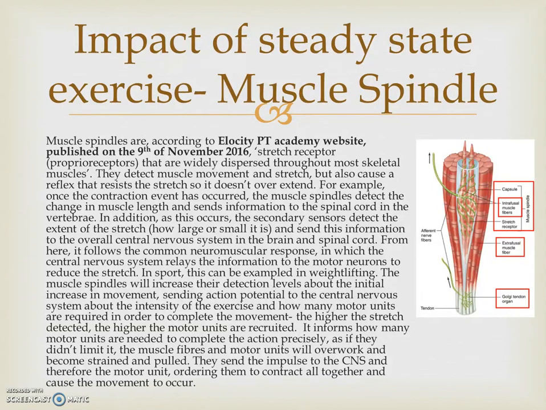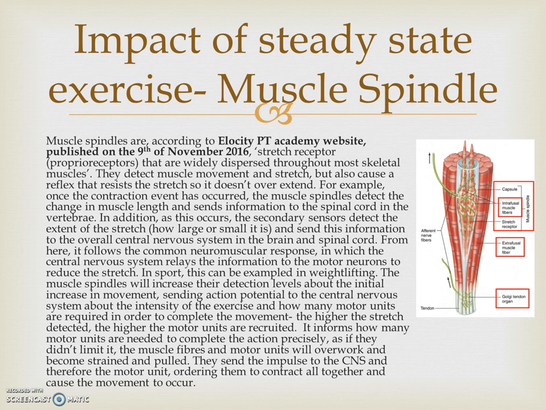Muscle spindles, according to the Velocity PT Academy website, published on the 9th of November 2016, are stretch receptors, otherwise known as proprioceptors, that are widely dispersed throughout most skeletal muscles. They detect muscle movement and stretch, but also cause reflexes that resist the stretch so it doesn't overextend. For example, once a contraction event has occurred, the muscle spindles detect the change in muscle length and send information to the spinal cord in the vertebrae.